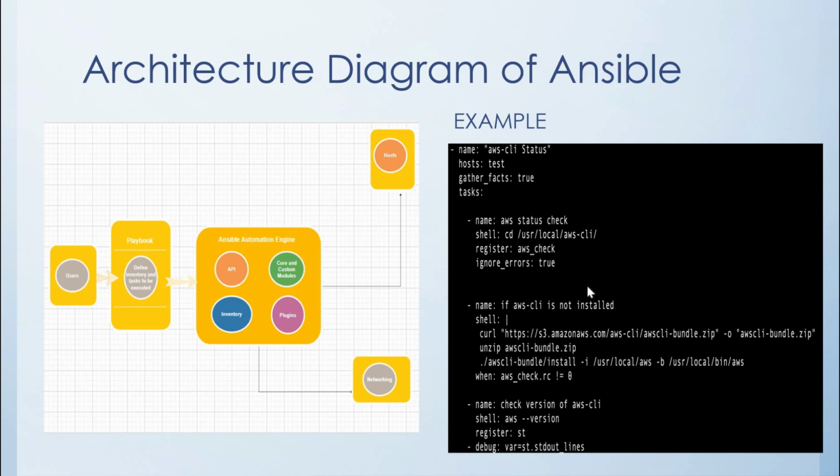So I've just given you a basic idea of Ansible's architecture, what the components are and how it works. These are all the core components. This Ansible Automation Engine is the core component of Ansible. It's like the heart of Ansible. All the things are automated, and all the tasks are performed by this Ansible Automation Engine.